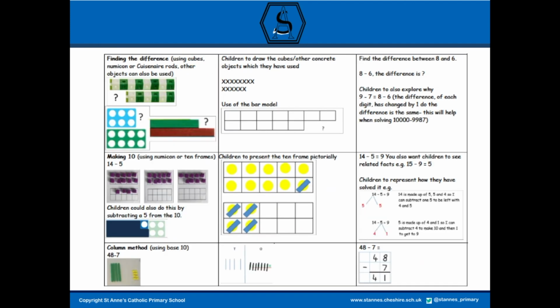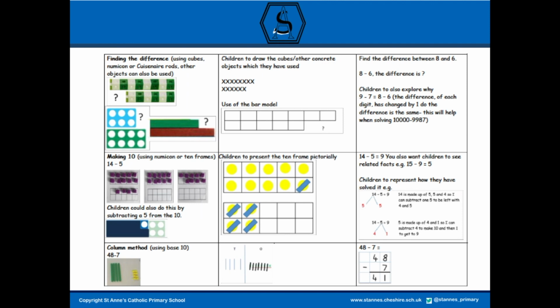The next section in subtraction your children will be taught is finding the difference. Here you can see we're using cubes, Numicon or Cuisenaire rods, and any other objects can be used, anything at all. Here we have an 8 and a 6, so we have an 8 rod and a 6 rod. The aim is to help the children understand what finding the difference means. The difference is what's different about the top rod and the bottom rod, and you can see that's 2.